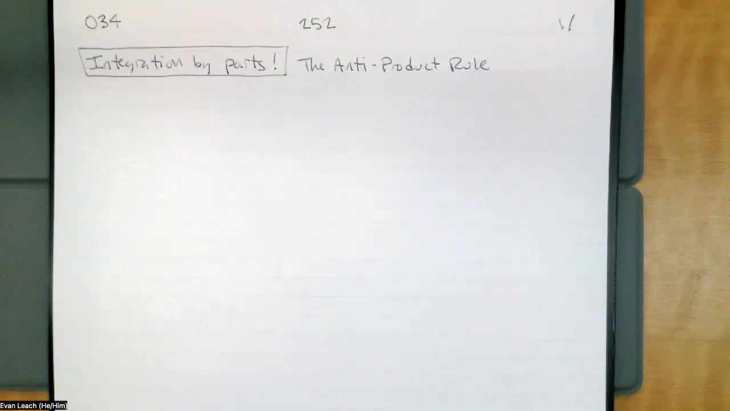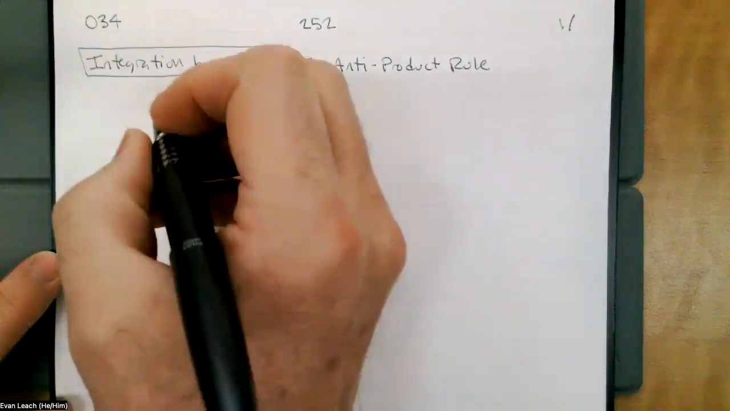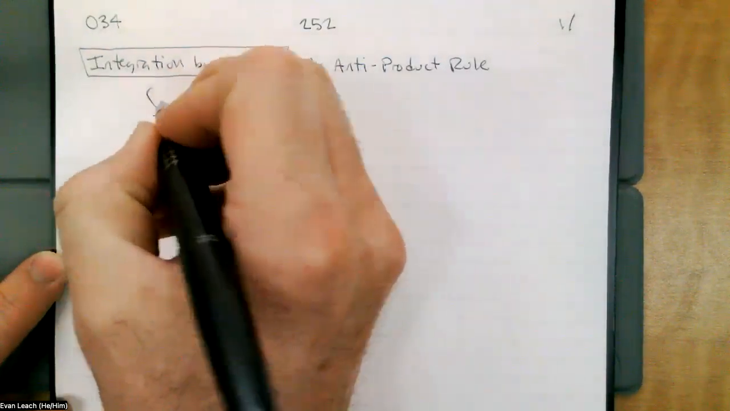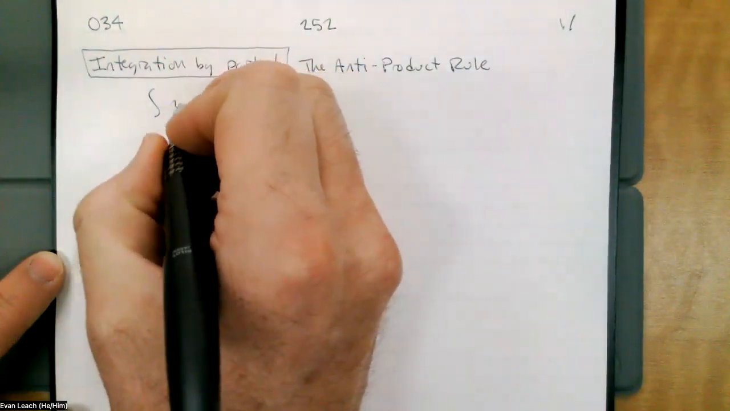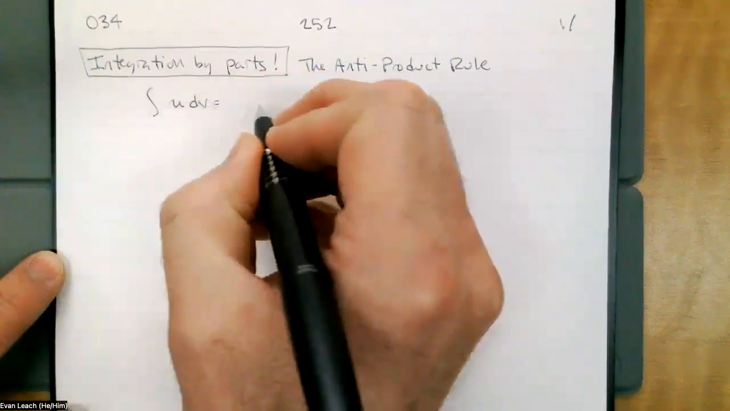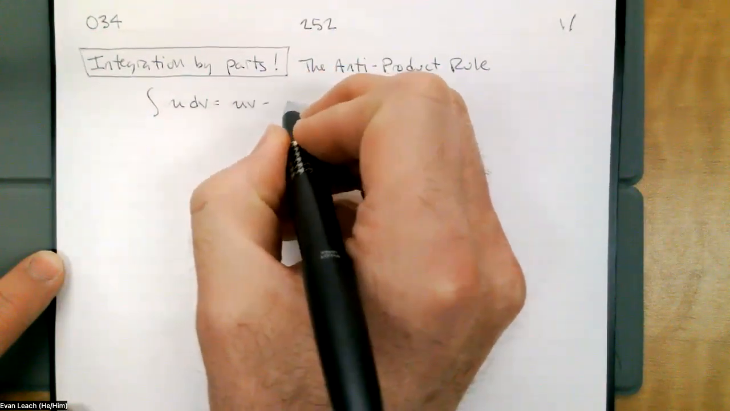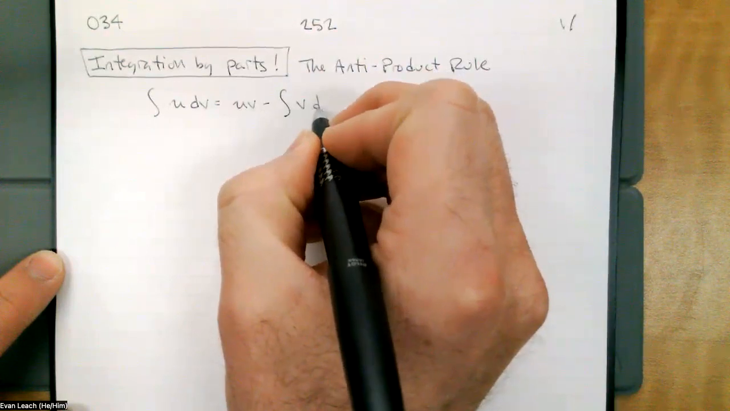We want to keep talking about integration by parts. We introduced the anti-product rule yesterday. The nice thing about integration by parts is that there's a formula for it. The integral of u dv is uv minus the integral of v du.